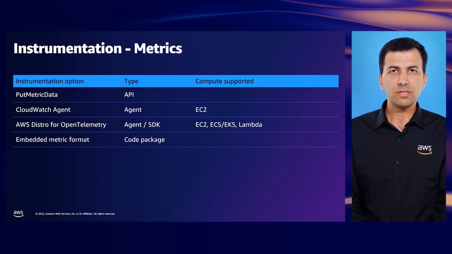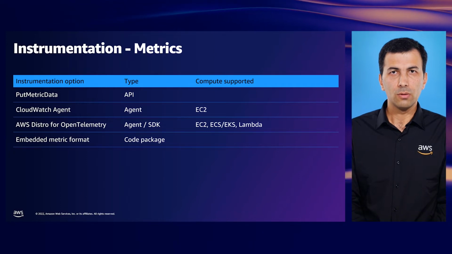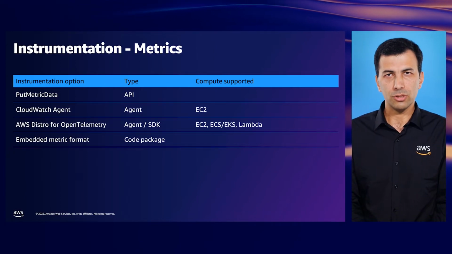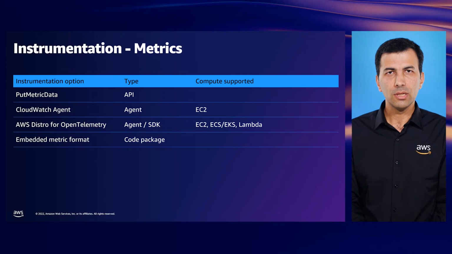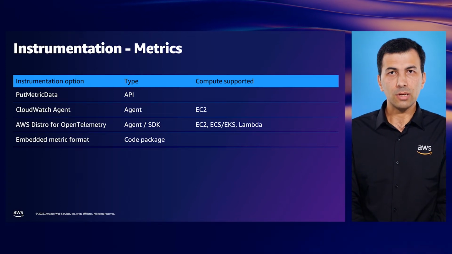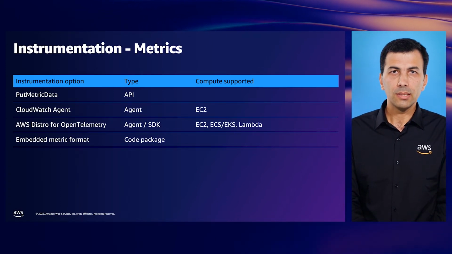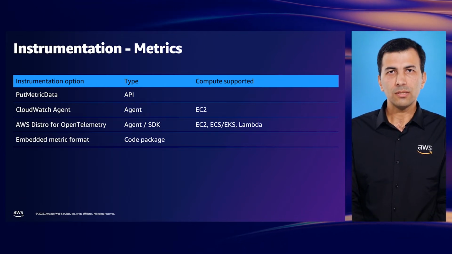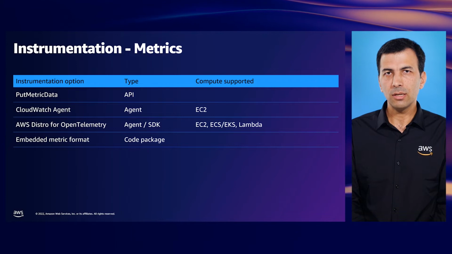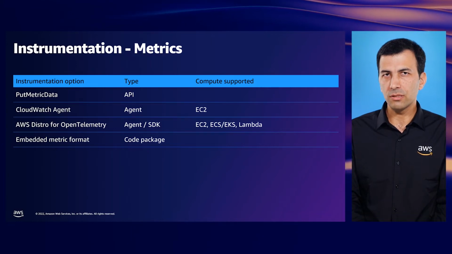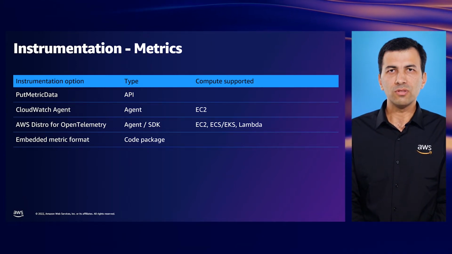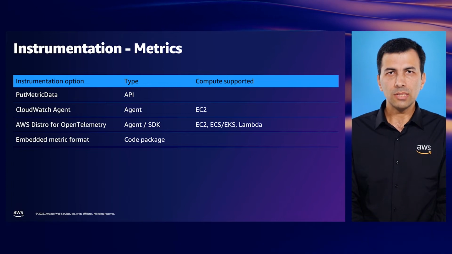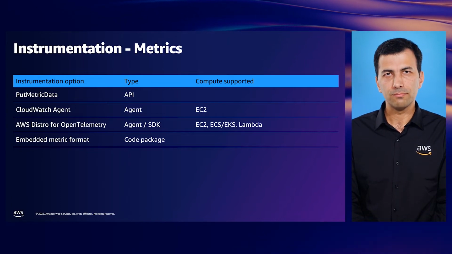Similar to logs, the first abstraction is the CloudWatch Agent, which can be installed along with your application. The CloudWatch Agent collects metrics and sends them to CloudWatch APIs for you. The next option is AWS Distro for OpenTelemetry. We discussed OpenTelemetry earlier, but the key to highlight here is that it gives you flexibility of choice when it comes to observability platforms without the need for refactoring your instrumentation.